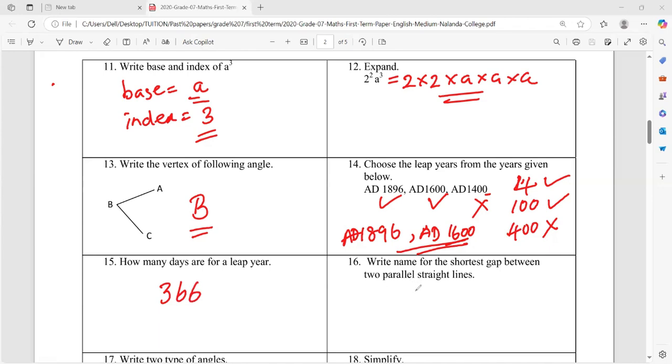16th question, write the name for the shortest gap between two parallel straight lines. That is called the perpendicular distance. It is called the perpendicular distance between the two parallel lines. That is the shortest distance.